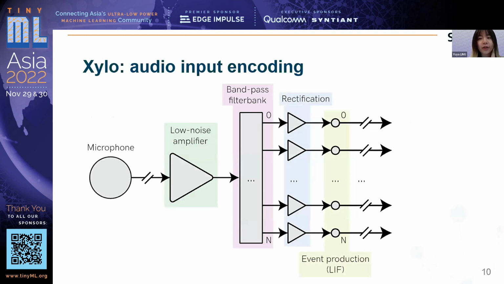This diagram shows the detailed structure of the AFE. The audio signals are input into the system by the microphone, then passed through a low noise amplifier to reduce noise effects. This is followed by 16 band-pass filter banks that map the signals into corresponding frequency bands. Then comes rectification and event production. The AFE converts the analog input audio signals into asynchronous events.